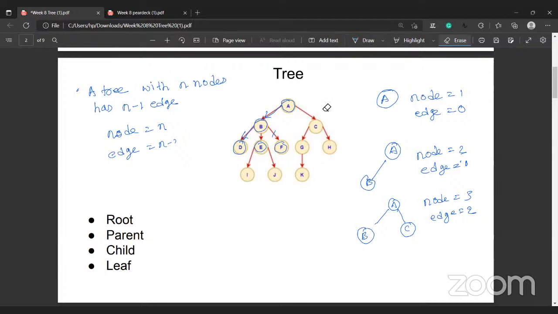You can see the above tree also. If you see this tree, nodes are 1, 2, 3, 4, 5, 6, 7, 8, 9, 10, 11. So the number of nodes is 11. If you see the edges: 1, 2, 3, 4, 5, 6, 7, 8, 9, 10. So edges will be n minus 1.